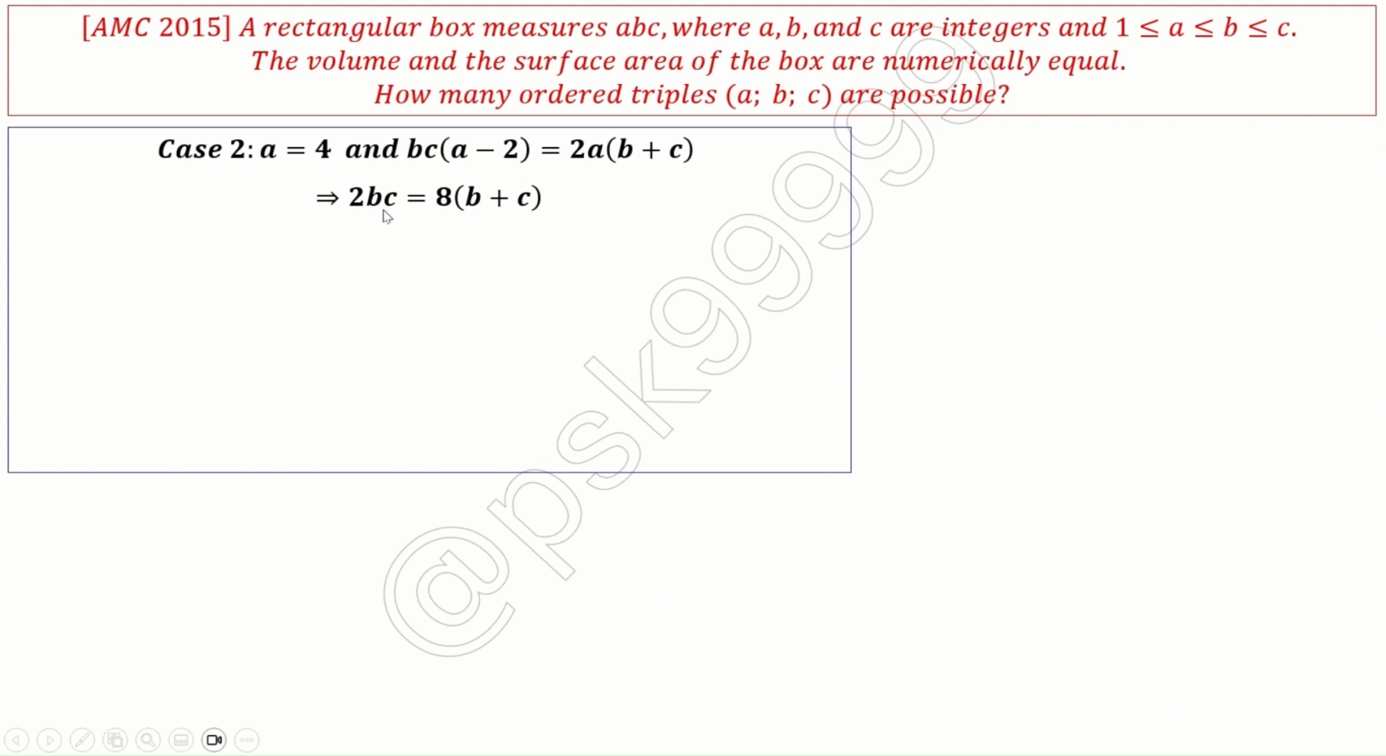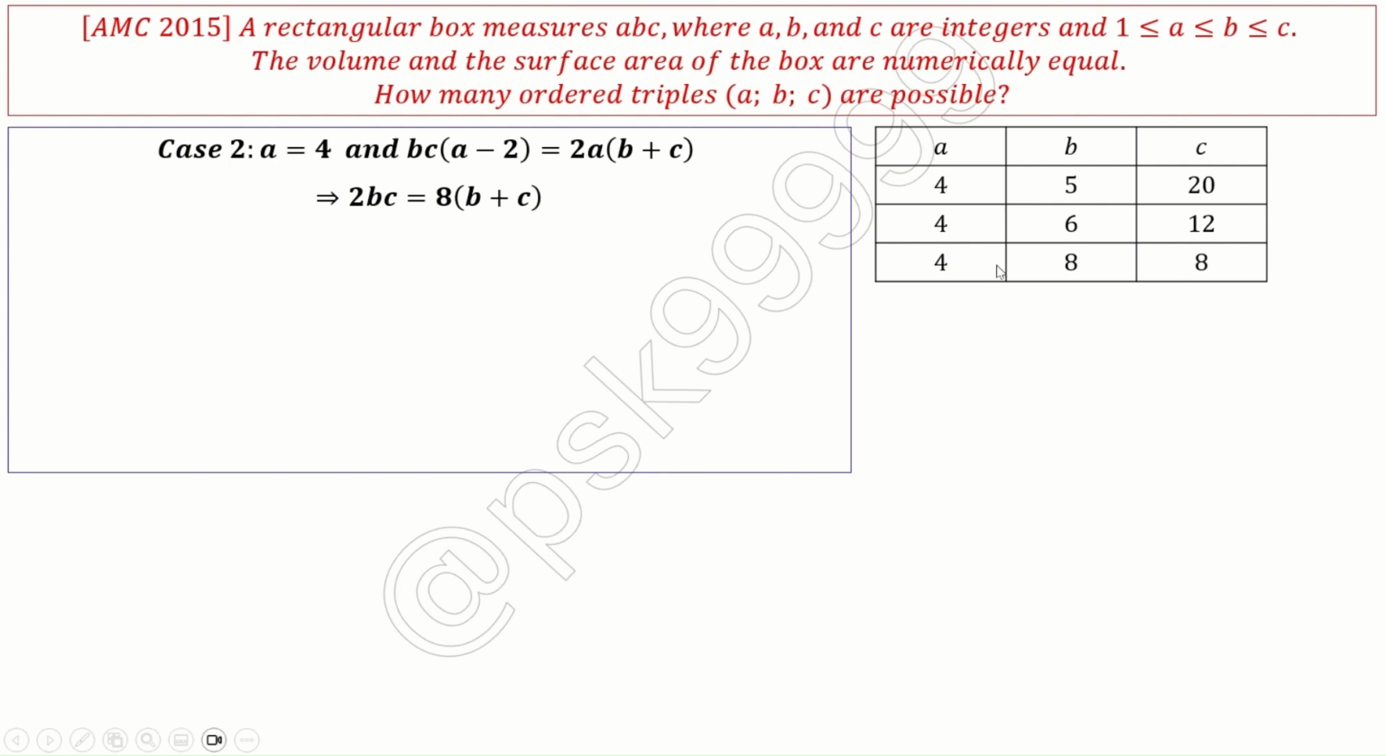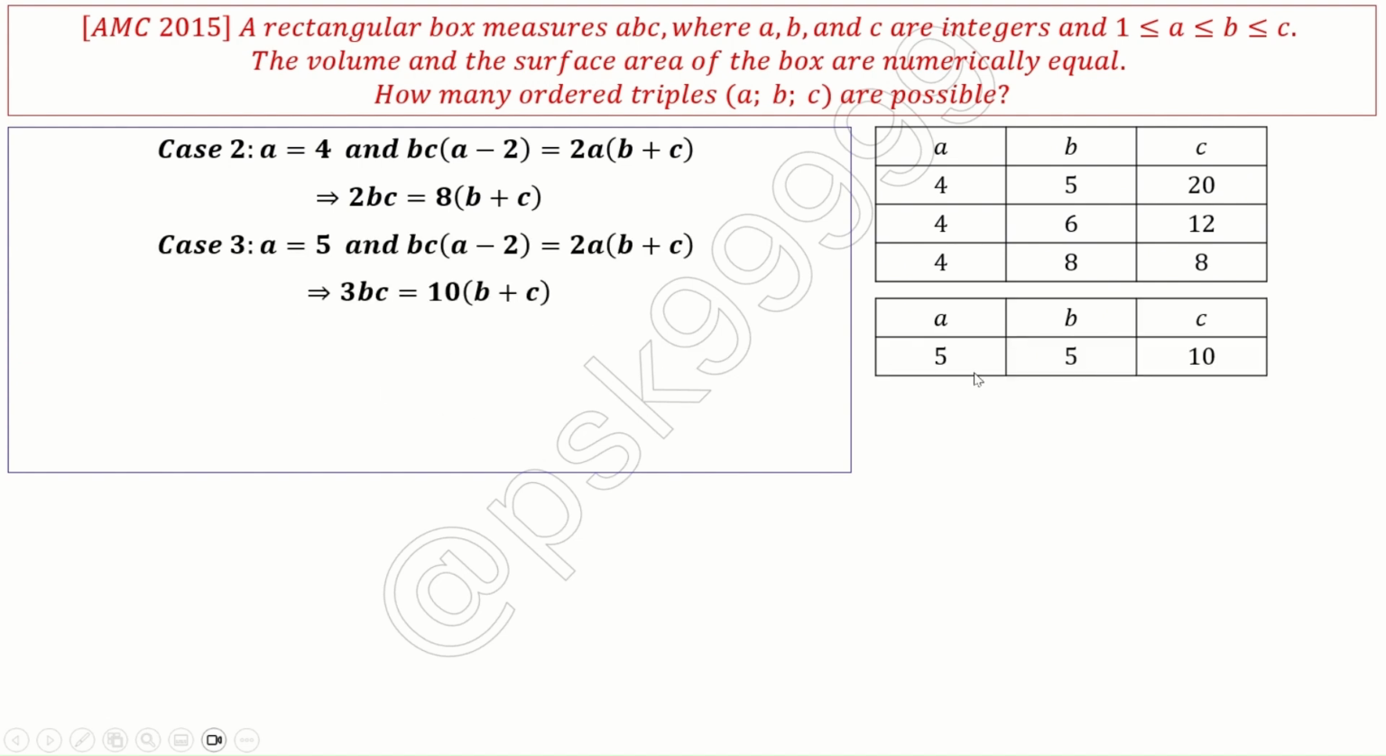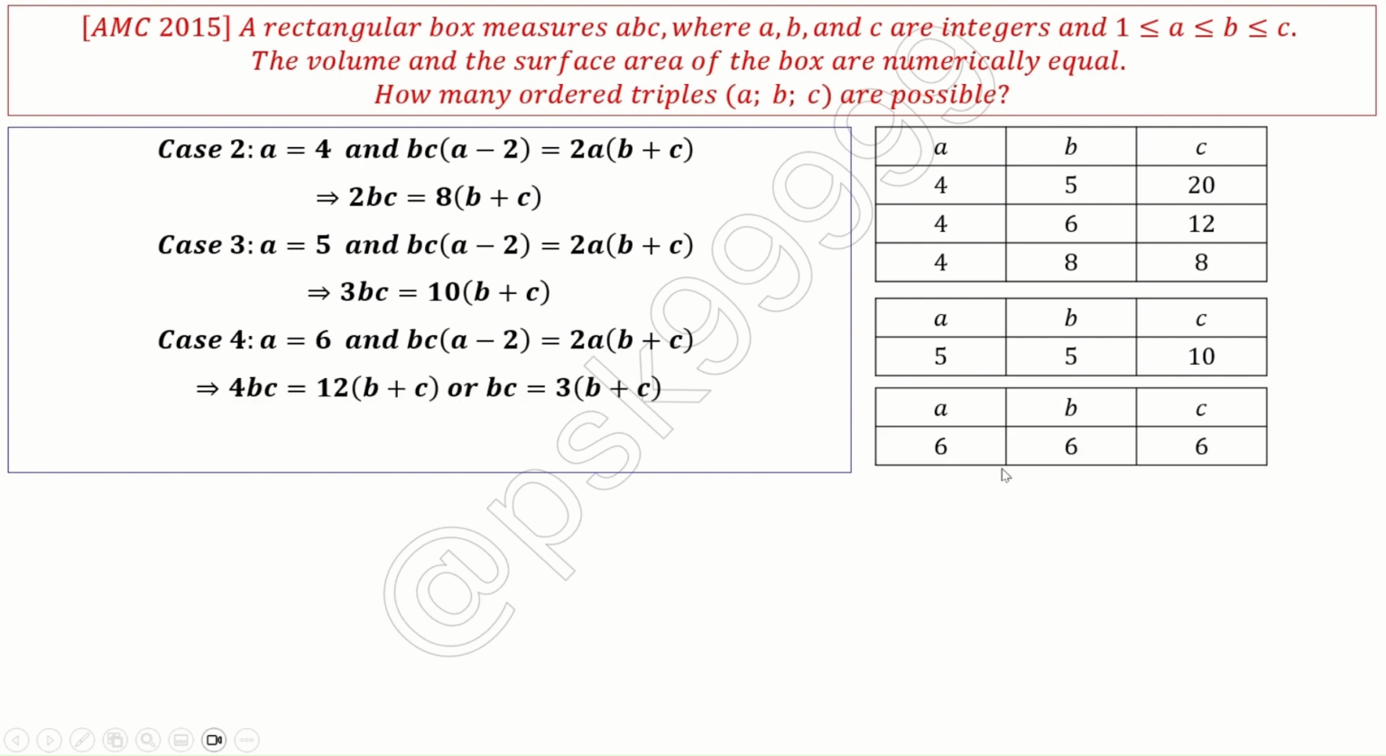Okay, which means my equation will be 2BC equal to 8 times B plus C, or BC equal to 4 times B plus C. Now here I get 3 entries, A equal to 4, B starts from 5, so 5, 6 and 8. Okay, and you should stop until it is equal, because C cannot be less than B, correct? And similarly, A equal to 5, you get one more set of values, which is B is 5 and C is 10. Okay, then A equal to 6, you get one more set, which is 6, 6, 6. So total number of possible solutions is 5 plus 3 plus 1 plus 1, which is 10. These are the 10 solutions which are possible for these given conditions.